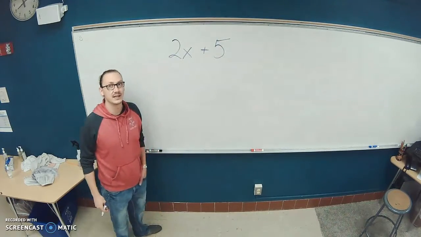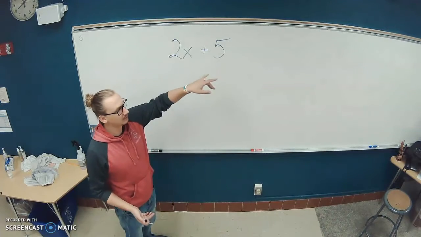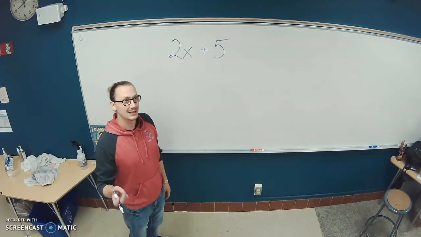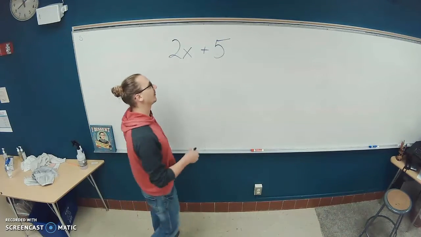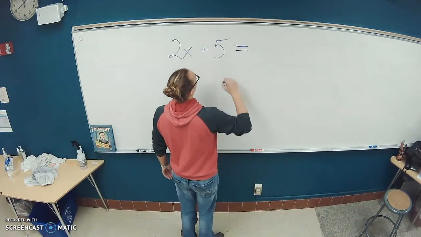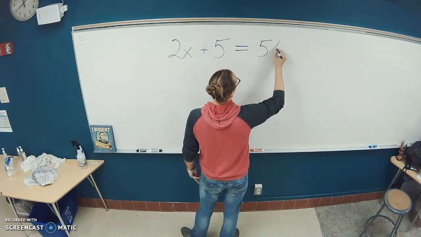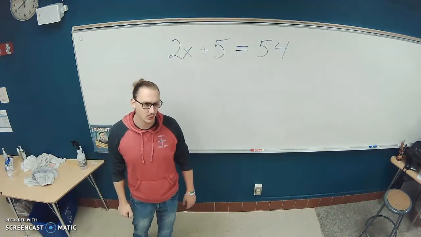2x plus 5 is an expression. Okay? We have two terms, it's a binomial, it's an expression. What makes it an equation is the equal sign. Okay? You get that equal in both of them. So now that is an equation. Equal sign. Okay? I just want to cover two-step equations for a little bit.